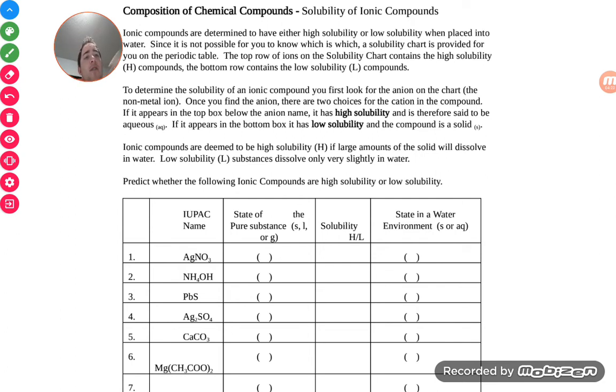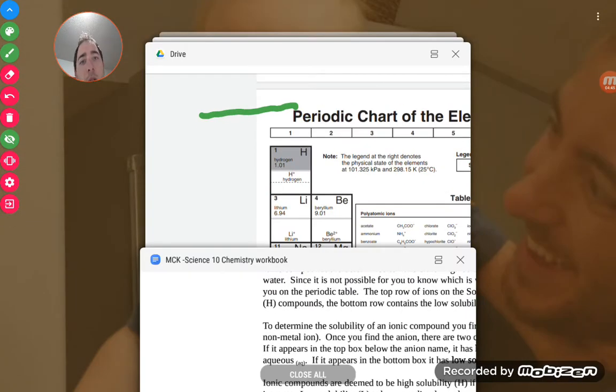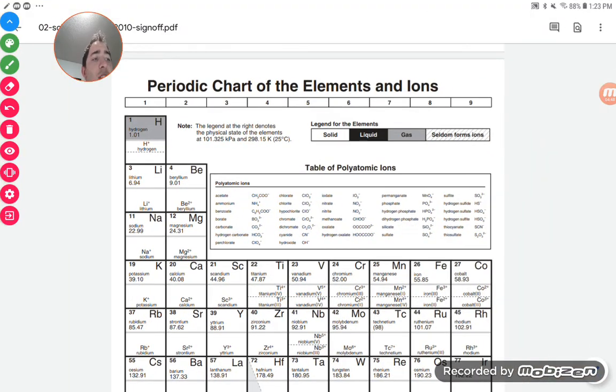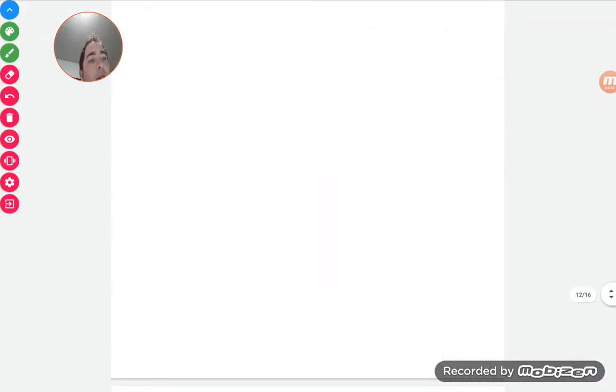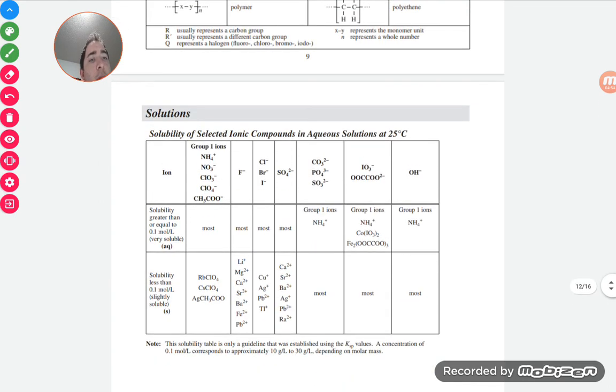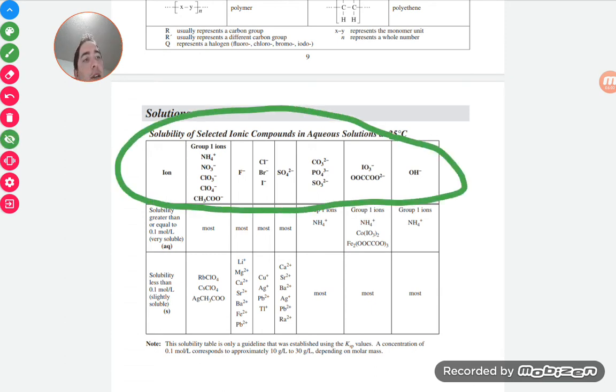So what you're going to do is first look for your anion across the top of the chart, and then look down for the other part of it, the cation below. It's on page 10 of your data booklet, just below here. You're going to look for the second part of your equation in this top part right here.